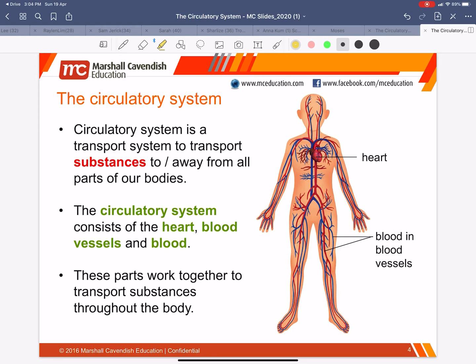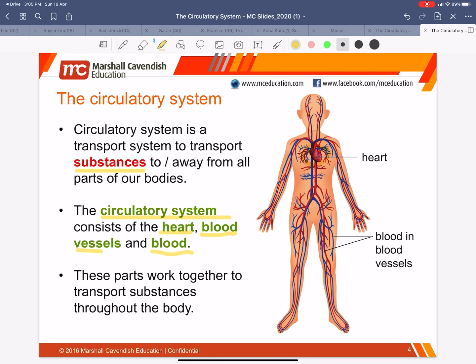So the first point here, we've already said in the previous slide, it transports substances in and away from parts of our body. Now, the circulatory system consists of your heart and your blood vessels and your blood. Now, the heart is generally, you can think of it like the main machine that pumps and drives. It provides the force to actually push your blood around the body. Now, your blood vessels are just tubes, of different sizes, that provide a pathway for your blood to flow through them. And of course, you have your blood.